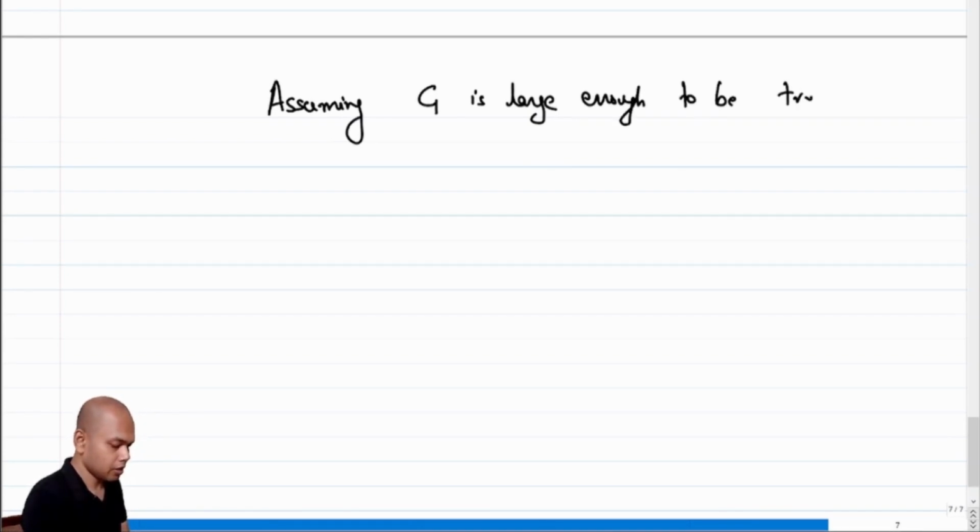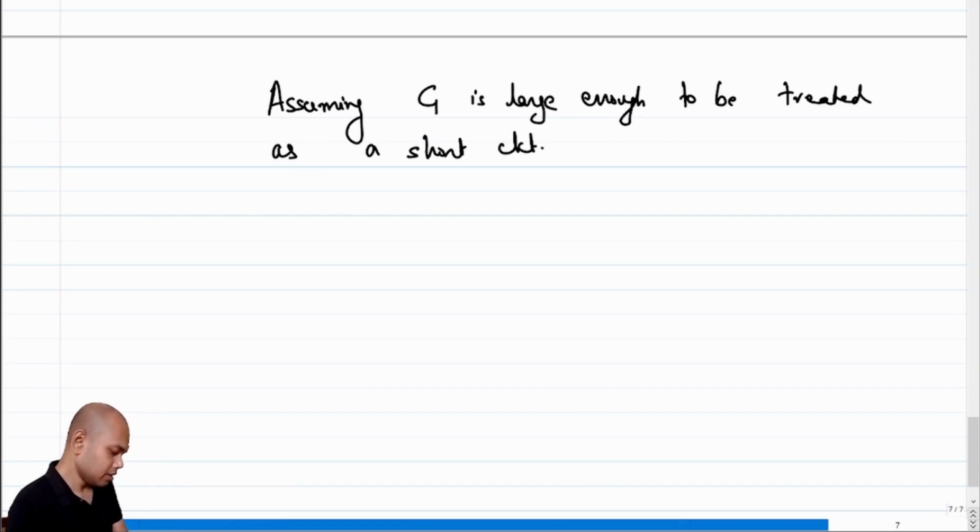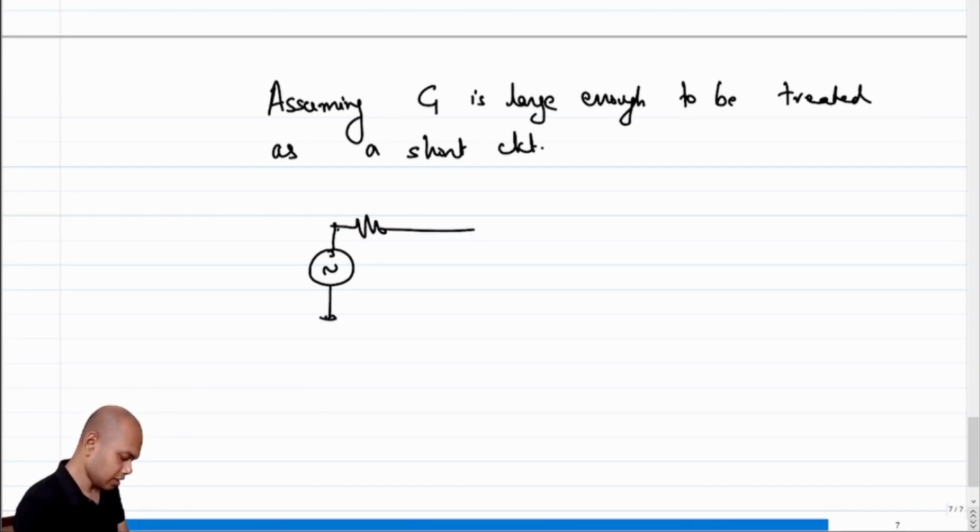to be treated as a short circuit, and R1 parallel R2 does not, well, we don't have to assume this. Let's keep this. If this is the assumption, then how does our life change? So how does this structure change? So this is RS, this becomes R1 parallel R2, then this becomes CGS.